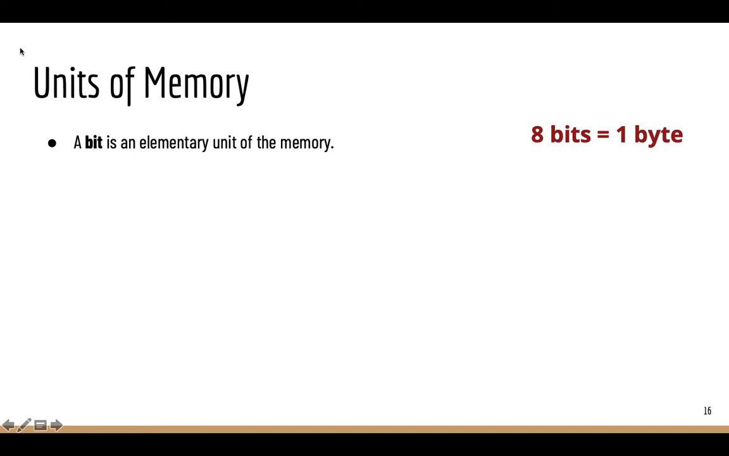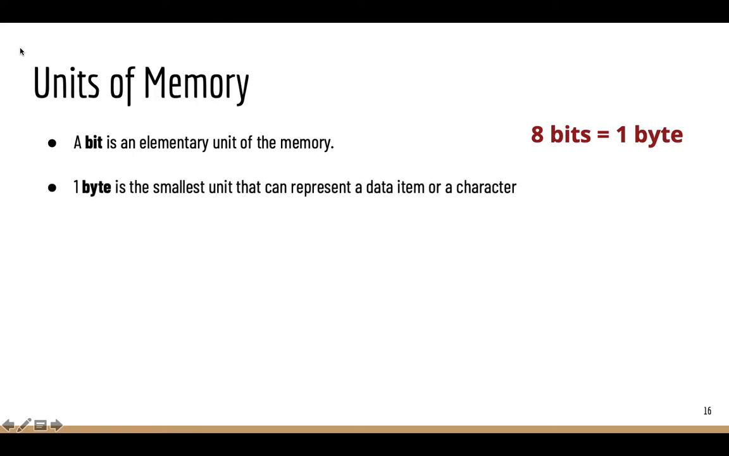8 bits is equal to 1 byte. Now, why have I converted bits into byte? That's because 1 byte is the smallest unit that can represent a data item or a character. You cannot use the elementary unit, that is bit, for representing something. For representing even the smallest of characters like full stop or comma or A, B, C, D, the minimum amount of memory that you require is 1 byte. Let's know about another term called nibble. What is nibble? A group of 4 bits is called a nibble. So 4 bits is equal to 1 nibble.